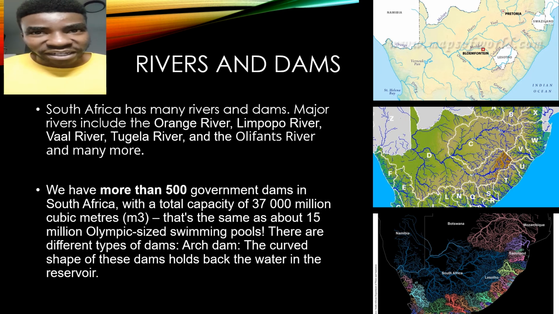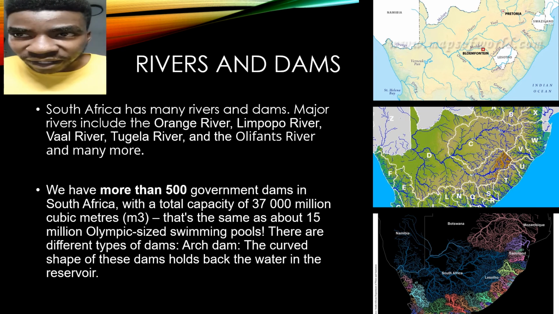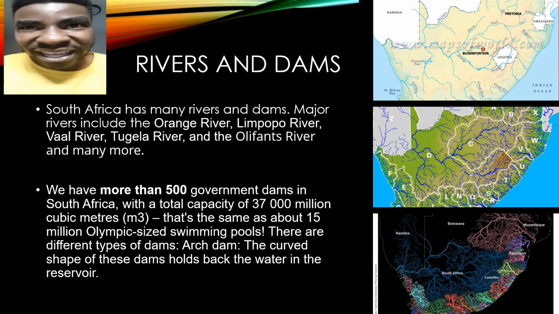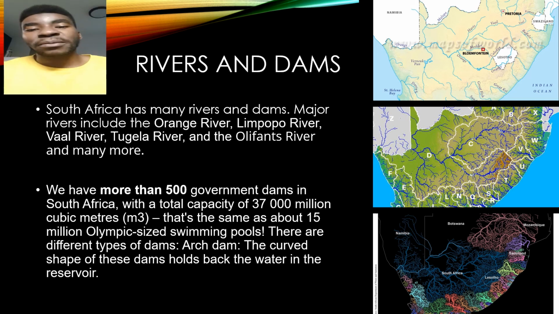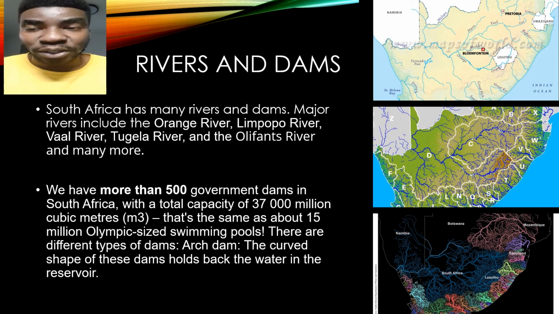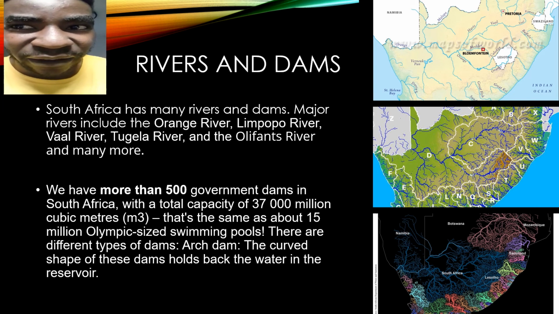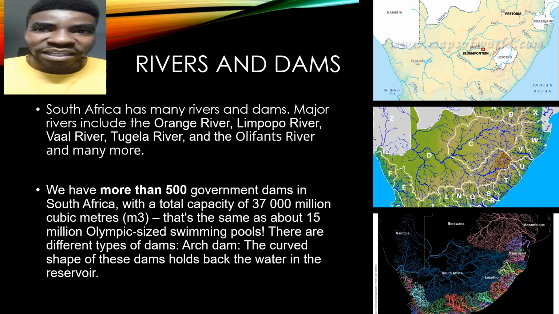So South Africa has many rivers and dams. Major rivers include the Orange River, Limpopo River, Vaal River, the Tugela River, and the Olifants River, and there are many more rivers. So we have more than 500 government dams in South Africa. Isn't that interesting? With a total capacity of 37,000 million cubic meters. That's the same as about 15 million Olympic-sized swimming pools. That's very interesting. There are different types of dams. There's the arch dam. The curved shape of these dams holds back the water in the reservoir.